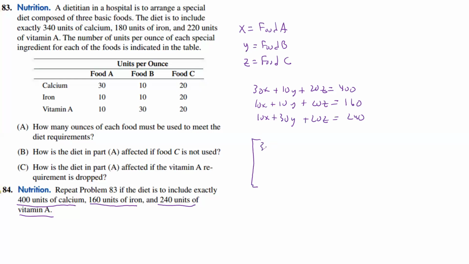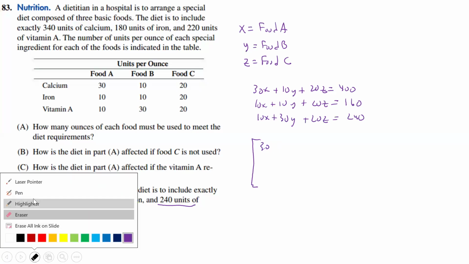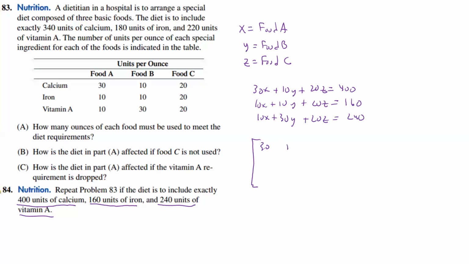So we have what? 30x. Oops, no, I don't want x's here. I know what I'm talking about. 30, and then we have 10, then we have 20, and then we have a line, and then we have 400. And then we have 10 and 10 and 20 and 160, and then we have 10 and 30 and 20 and 240. Okay. So, like I said, I need to have this up here, I think, because I'm going to make that a 1.